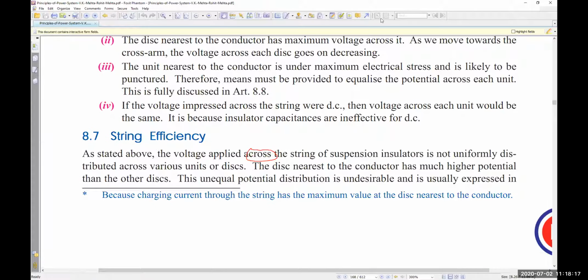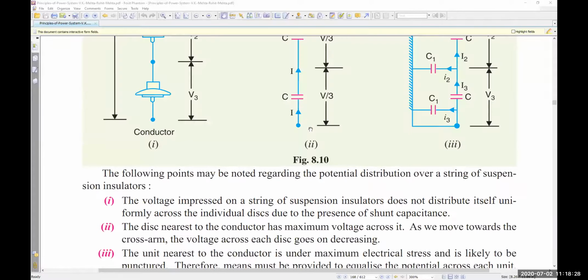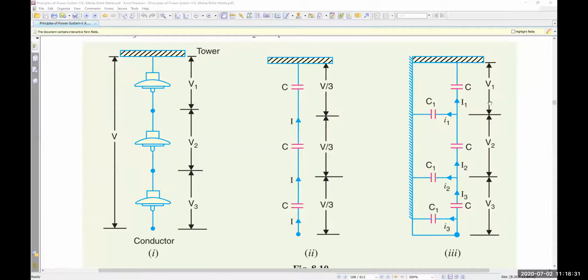Let's go to the string efficiency. Now, what is string efficiency? String efficiency means a number that will show us how evenly distributed the voltage is. If this is 11, 11, 11, the efficiency is 100%. If they are not 11, 11, 11, the efficiency is less than 100%. So by seeing that number, we can assume whether the voltage is the same or not.